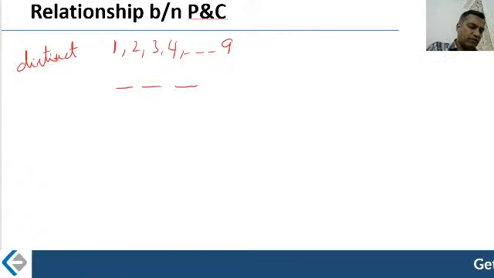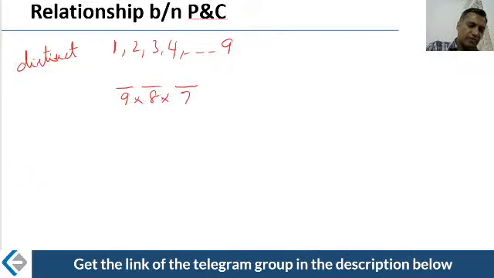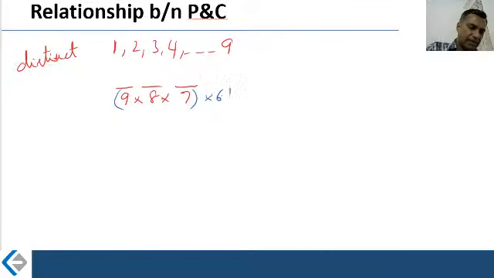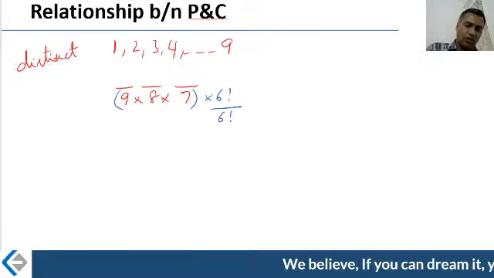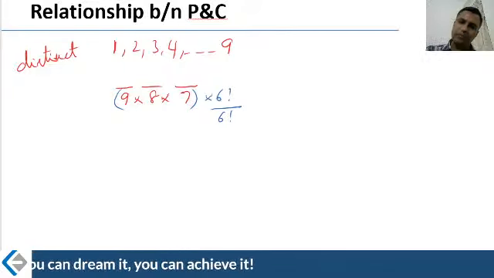You would say the first place can be filled in 9 ways, the second place 8 ways, the next place 7 ways: 9, 8, 7. Now this is my answer. To this, I will multiply by 6 factorial and divide by 6 factorial. Why? Just to prove a point. I was doing the same stuff as you guys: 9 into 8 into 7, and I multiplied and divided by 6 factorial.